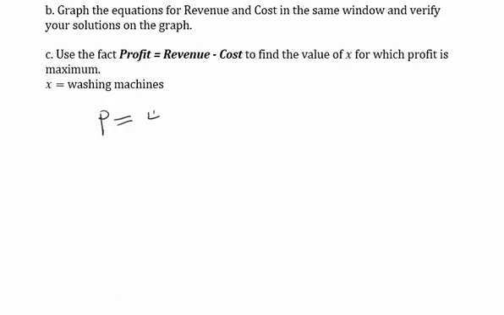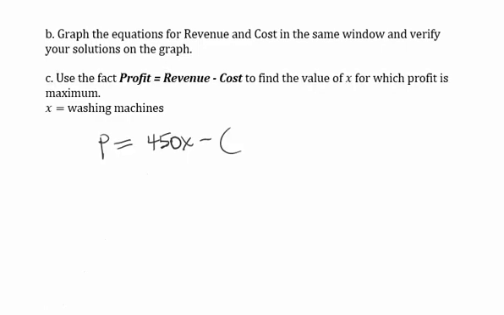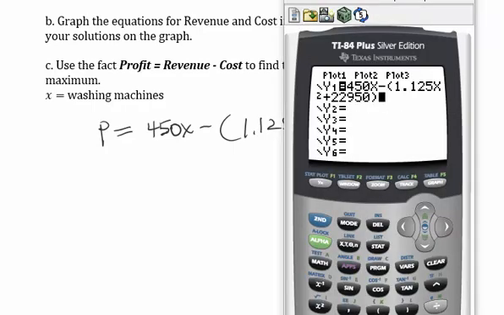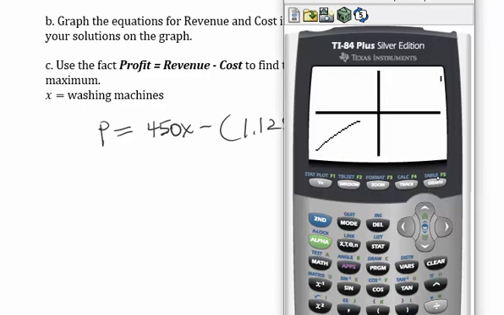R was 450x, and C was 1.125x squared plus 22,950. Just enter this expression exactly as you've written it with parentheses around the cost function, and try to graph.